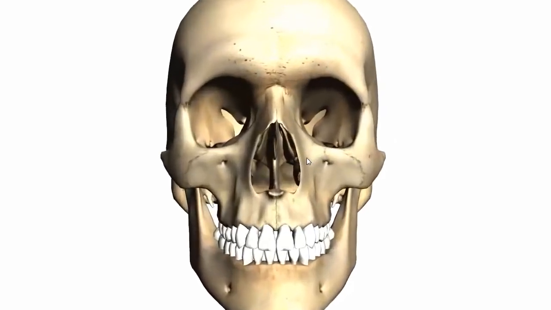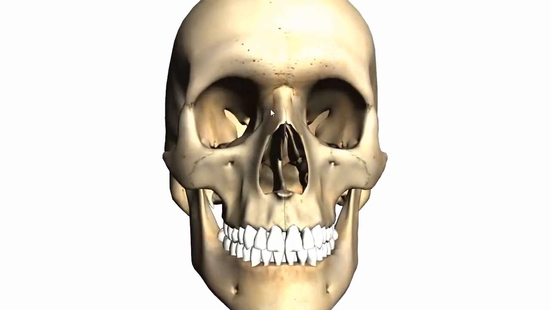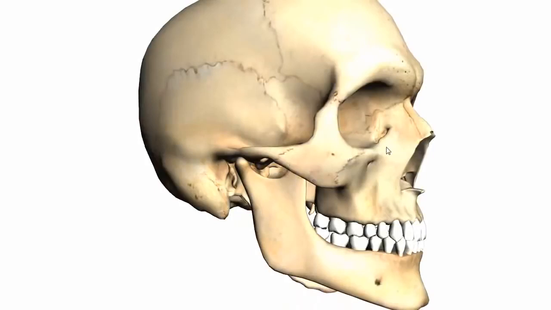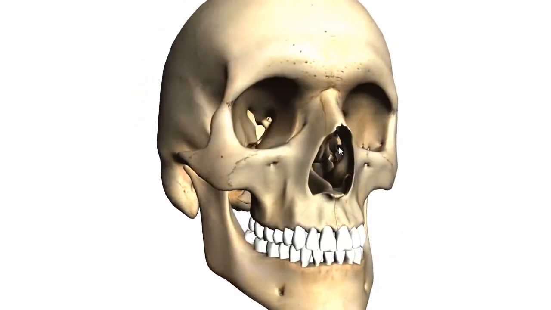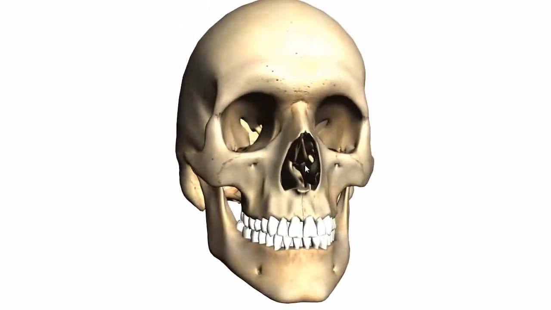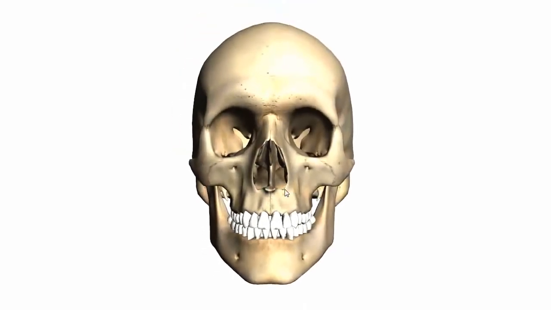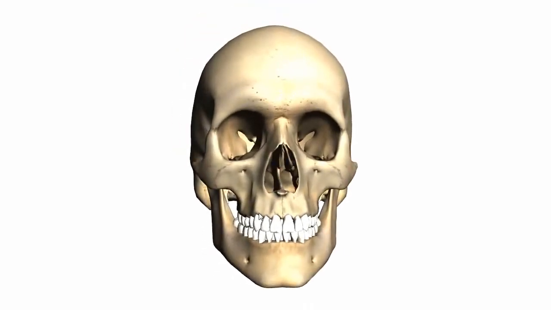You've got the nasal bones, the maxilla, the zygomatic bone, the lacrimal bone on either side. Then you've got the vomer, the palatine bone, and the inferior nasal concha. So I'm going to just talk you through those bones, and hopefully you'll have a good understanding of those by the time I finish with this tutorial.